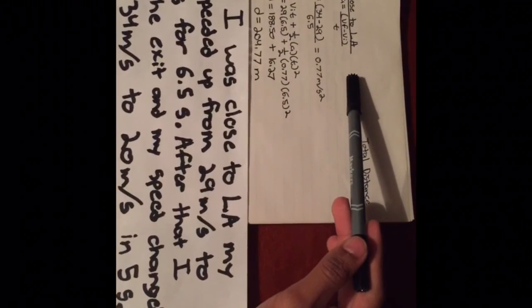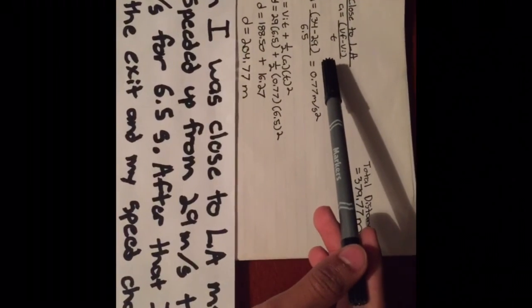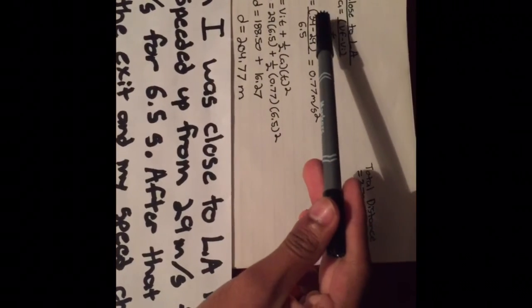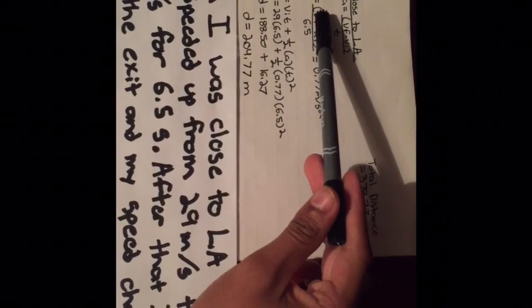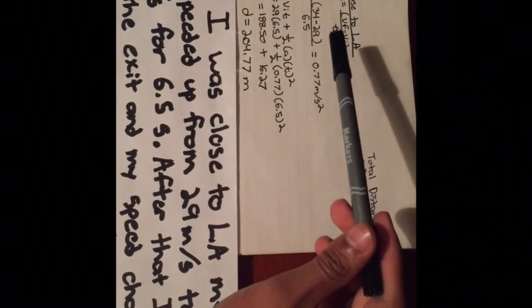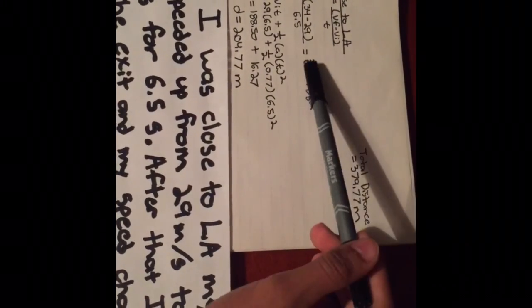you do the same thing. You find the acceleration, and since we already know the final velocity and initial velocity, which is 29 initial and 34 final, and we know time, which is 6.5 seconds, after that, you get 0.77 meters per second squared, and that's your acceleration.